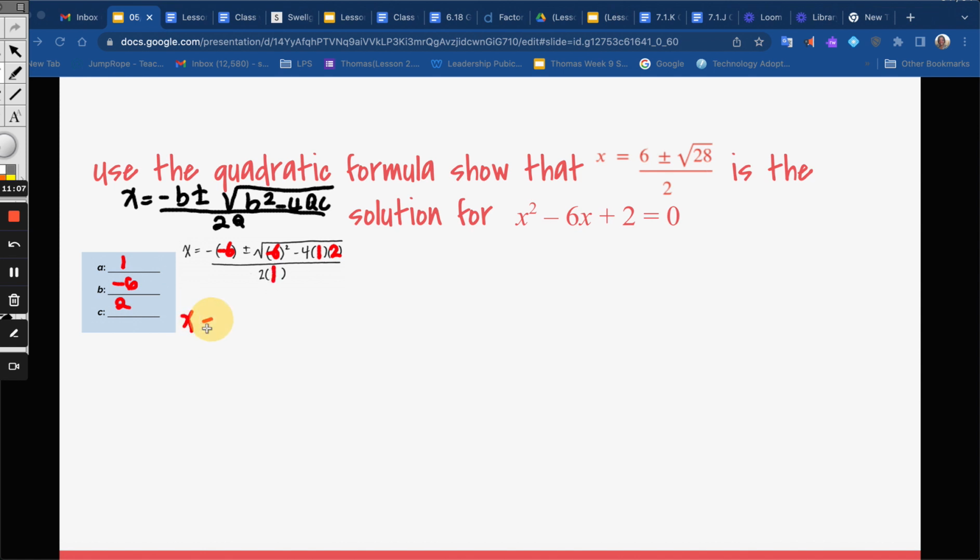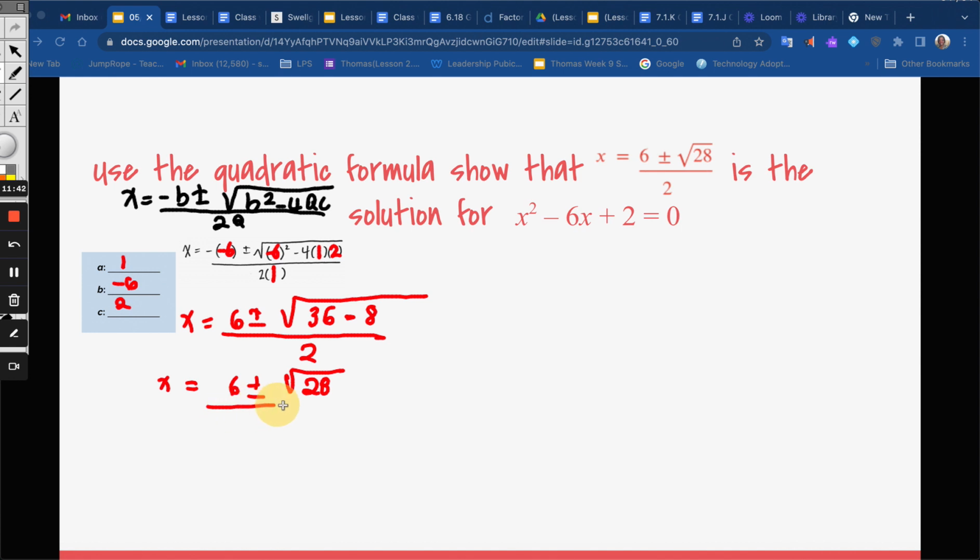We'll simplify. x is equal to +6, and negative times a negative gives a positive, plus or minus the square root of -6 squared. -6 times -6, that's 36, minus 4 times 1, that's 4. 4 times 2, that is 8, all over 2. So when we simplify that, we get x is equal to 6 plus or minus the square root of 36. So we want to complete what is under the radical sign first. 36 minus 8 is going to be equal to 28, and that is going to be over 2. So as you can clearly see, we're showing that the answer is here.